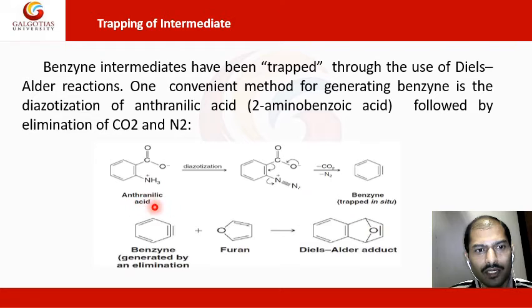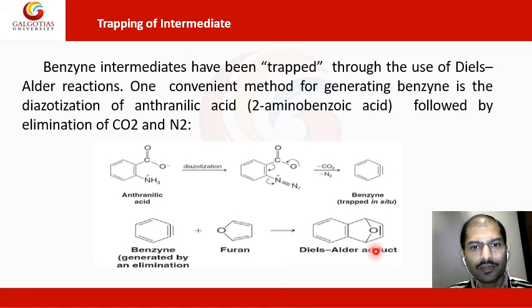So here you see anthranilic acid undergoing diazotization. With the help of this process, some intermediate will form, and after the elimination of small gaseous molecules like carbon dioxide and nitrogen, the benzyne can be formed. This benzyne can be helpful in a number of reactions, like in the case of the Diels-Alder reaction.